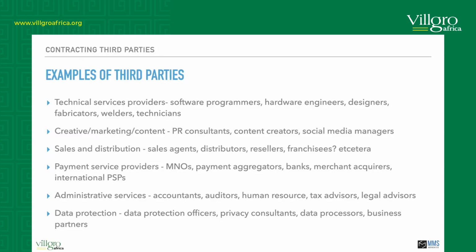are also very crucial and can also cause a lot of problems if you don't sign a good contract with them. The others are administrative services. So you're outsourcing more of these administrative functions, for example, accountants, auditors, human resource, tax advisors, legal advisors like myself. This one you might find at the beginning stages of your business, you might find you're outsourcing also a lot of these administrative functions.